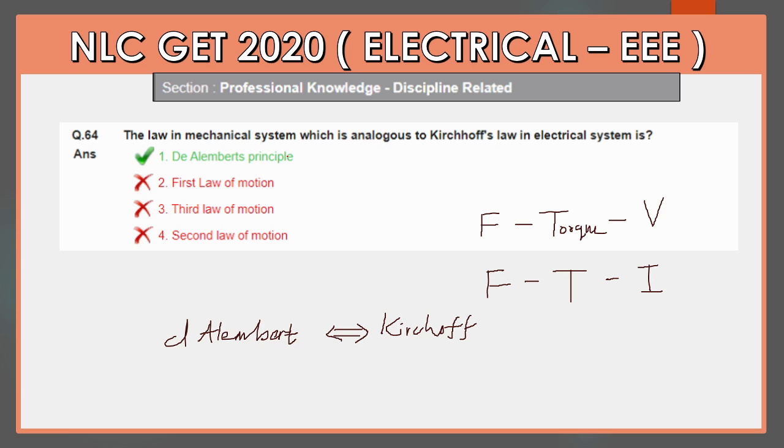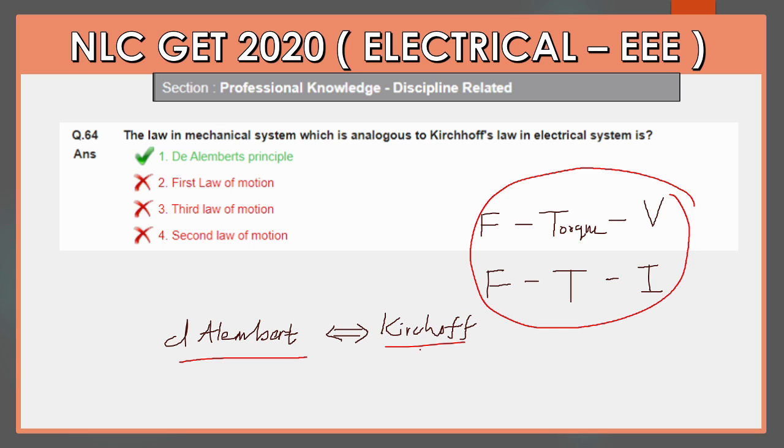The law in mechanical system which is analogous to Kirchhoff's law in electrical system. We know that the analogy we have seen in the control system: force, torque, voltage; force, torque, current. These analogies are nothing but D'Alembert's to Kirchhoff's law analogies. So the option will be first option.